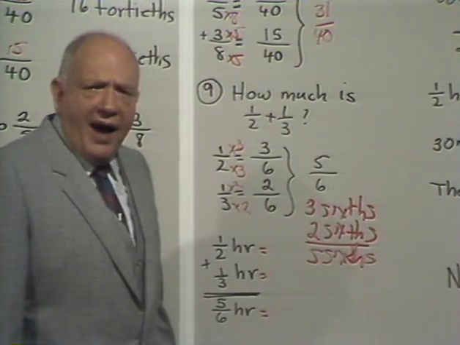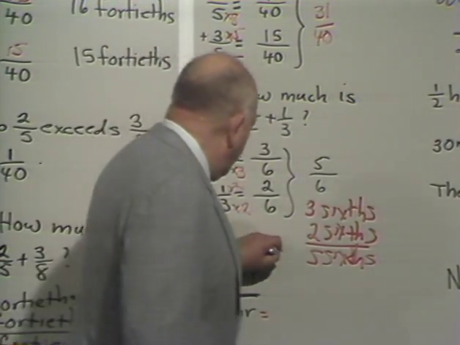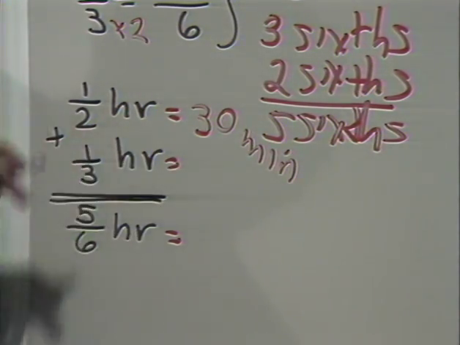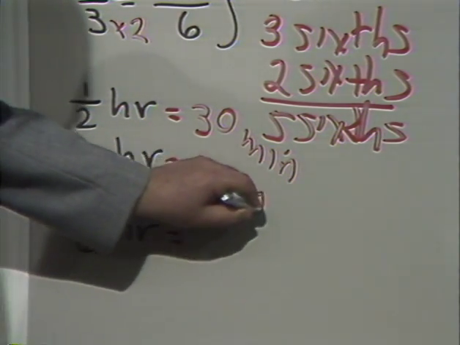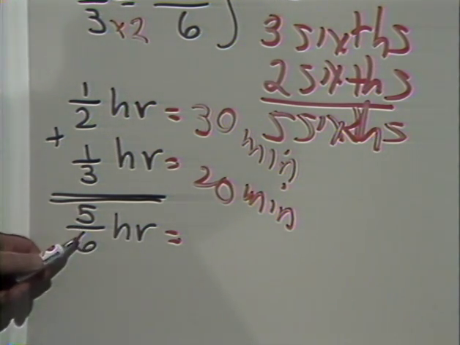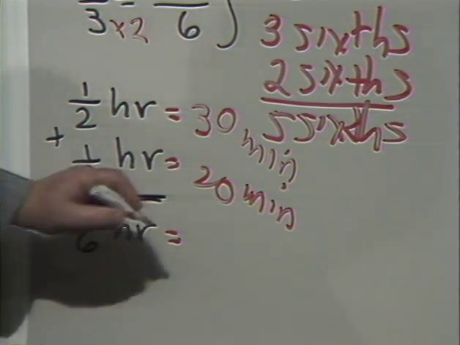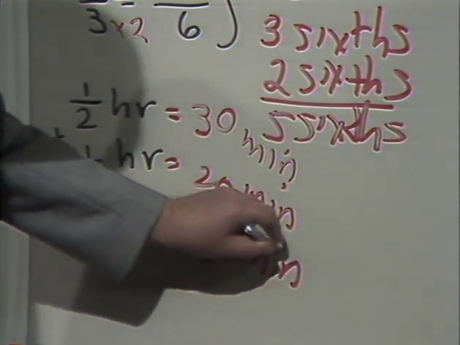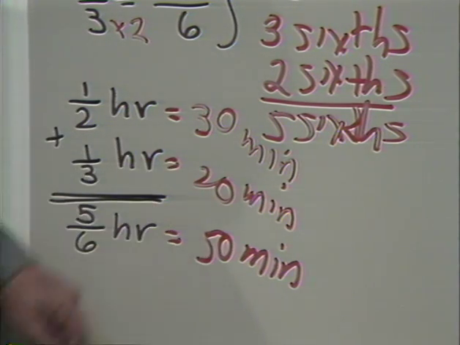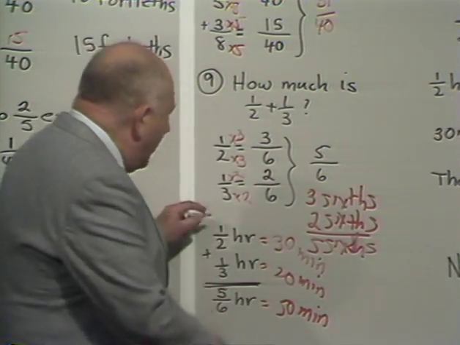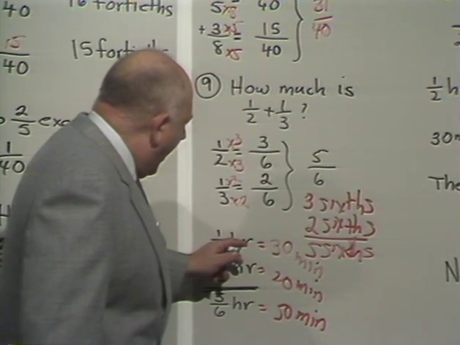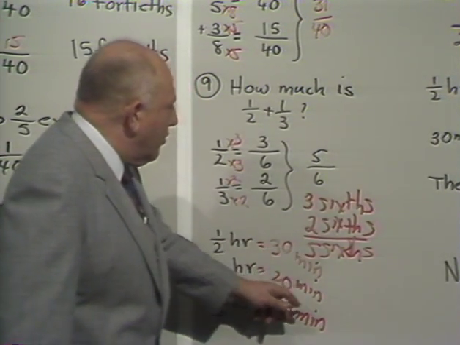How many minutes is a half hour? 60 minutes divided by 2 is 30 minutes. What's a third of an hour? 60 minutes divided by 3 is 20. What's 5/6 of an hour? 60 divided by 6 is 10. 10 times 5 is 50. Is this now a true statement in minutes? Sure, 30 minutes plus 20 minutes is 50 minutes. Isn't that exciting? This looks like a fraction problem, but it's really what? A whole number problem if I convert my noun from hours to minutes.